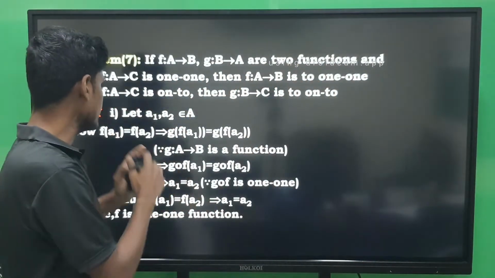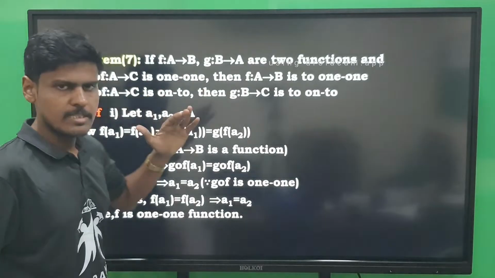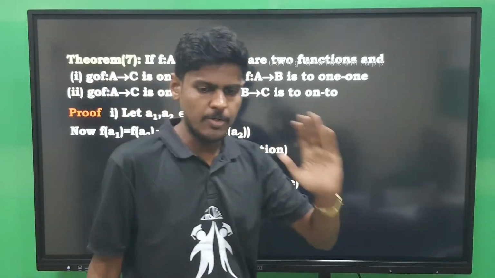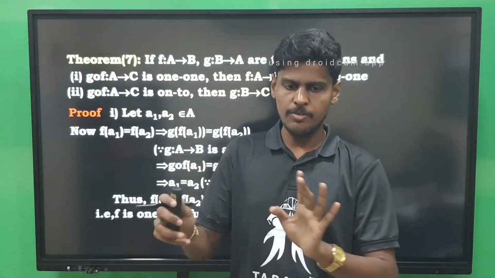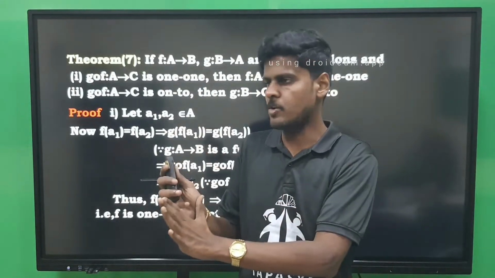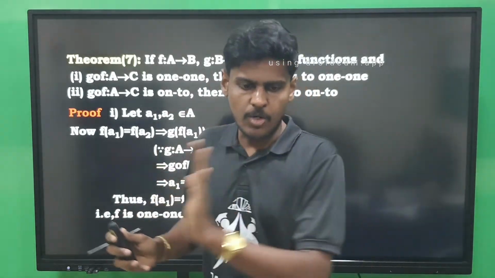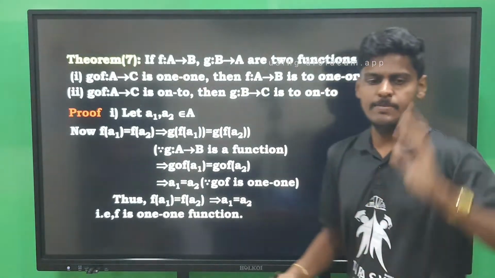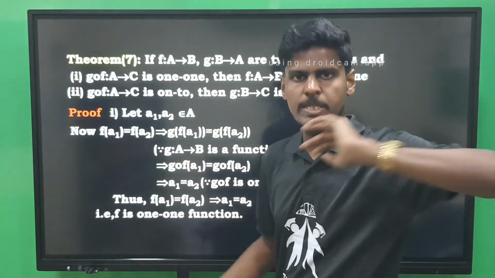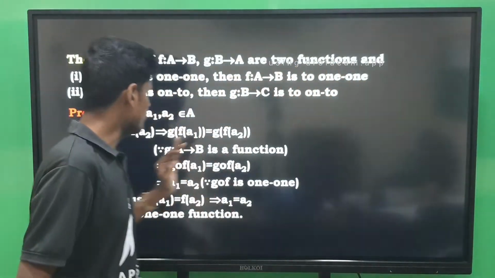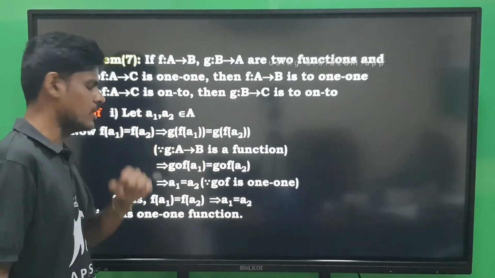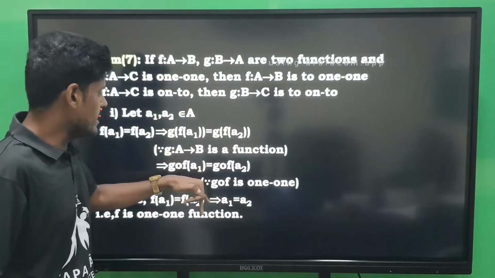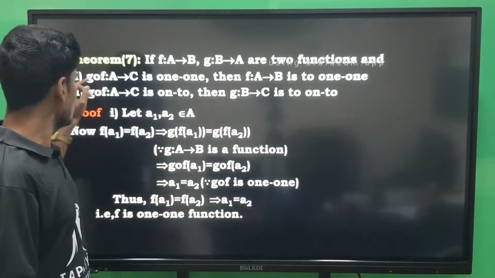I will repeat it again. What we did is, first we are assuming F of A1 equal to F of A2. We should establish A1 equal to A2. That means F is a 1 to 1 function. We need to prove F is a 1 to 1 function. That means F of A1 equal to F of A2 means A1 equal to A2. So first step is, we are assuming F of A1 equal to F of A2. How to prove A1 equal to A2, students?